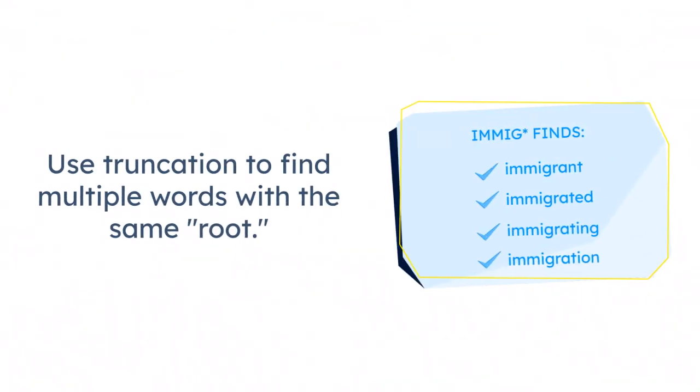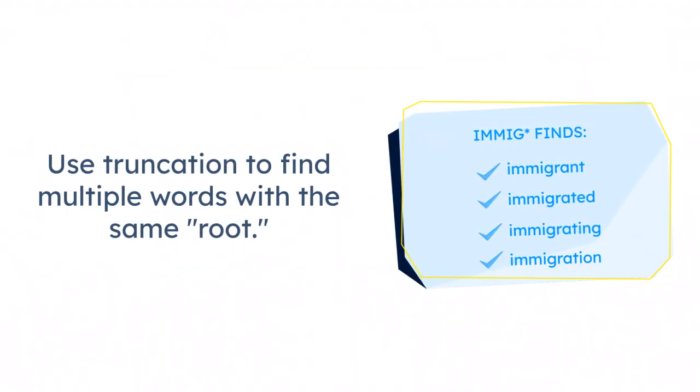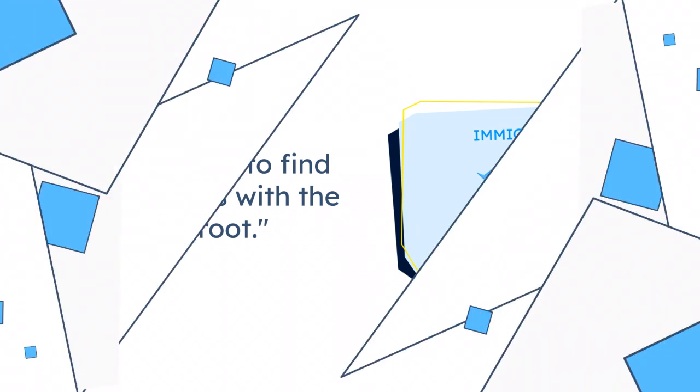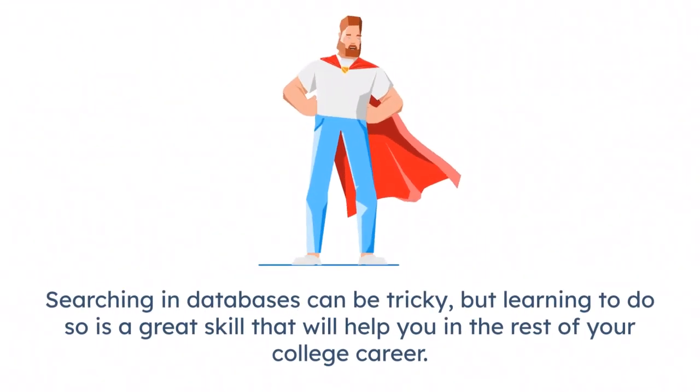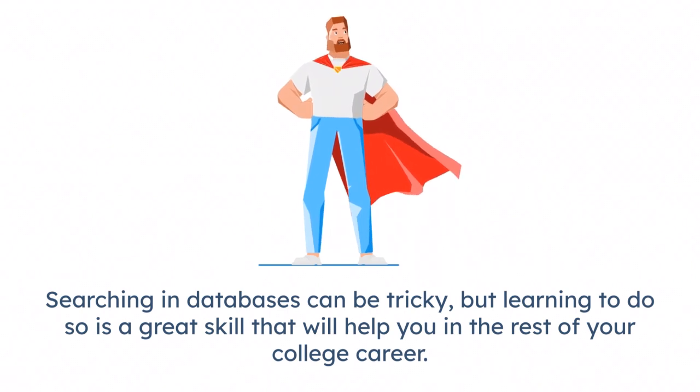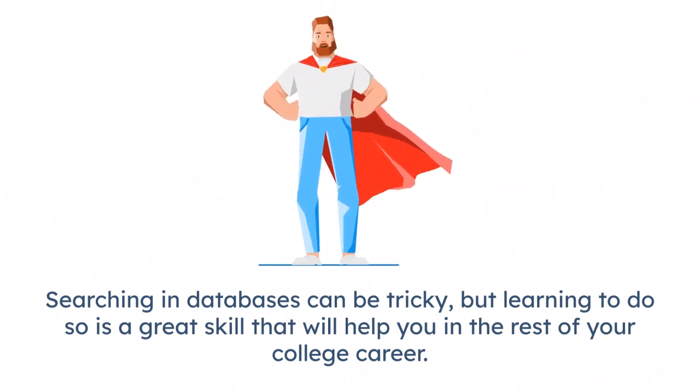Truncation is also an option in some databases. Truncation is when you search for a portion of a word, like imig with an asterisk. The database will search for all words starting with imig and ending with different endings. Searching in the databases can be tricky at first because there are so many options, but once you learn the ins and outs, they can be a powerful tool for finding reputable resources.